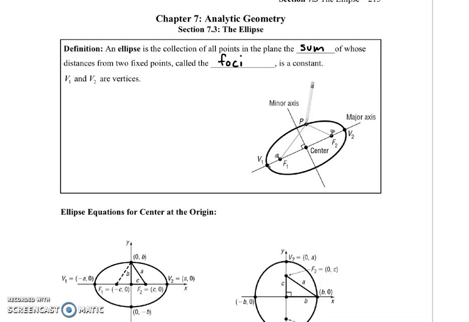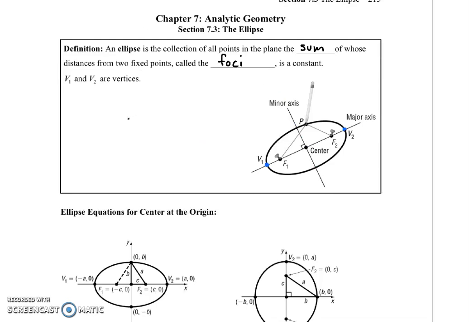So if you think about an egg, V1 is the largest point, the furthest away point from the center on the oblong side, and the other vertex is at the other end of the egg, through the long way. The major axis is the axis of the ellipse that goes through the vertices and the foci, and the minor axis is perpendicular to that.